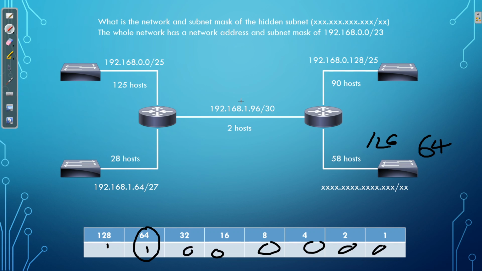Now the next thing I would do is work out the next available subnet for each of these LAN segments. In this case, a /25, that's 1 binary bit in the last octet. That gives me an increment of 128. To work out the next available subnet, I add 128 to this 4th octet. That gives me 192.168.0.128.